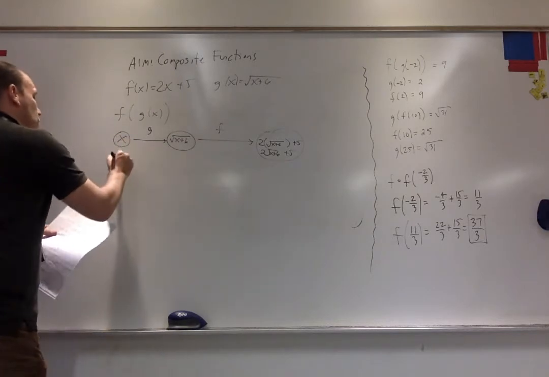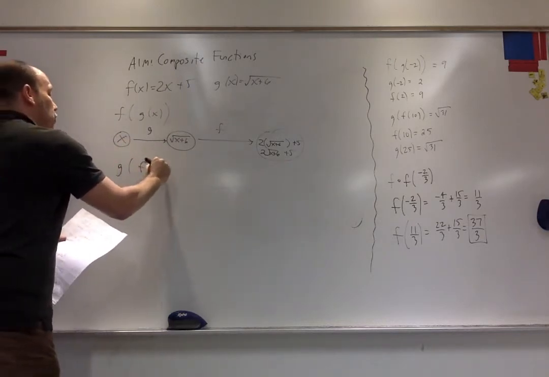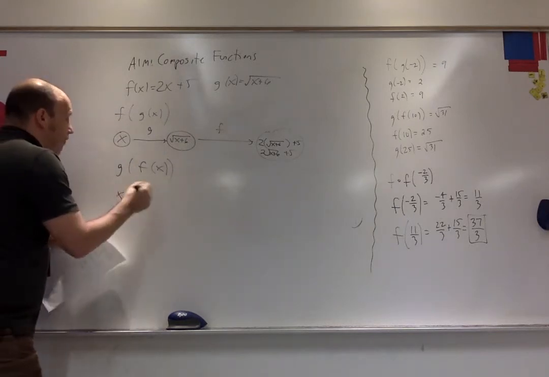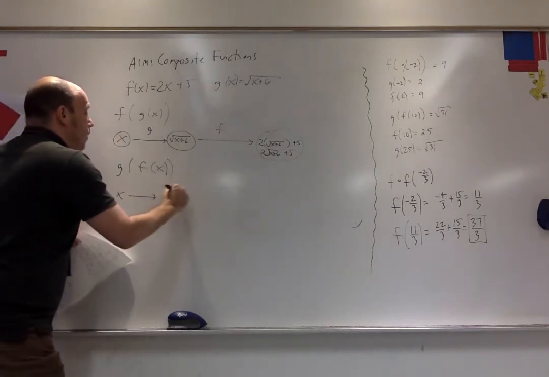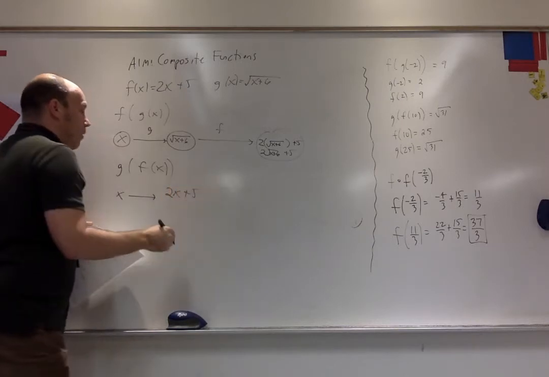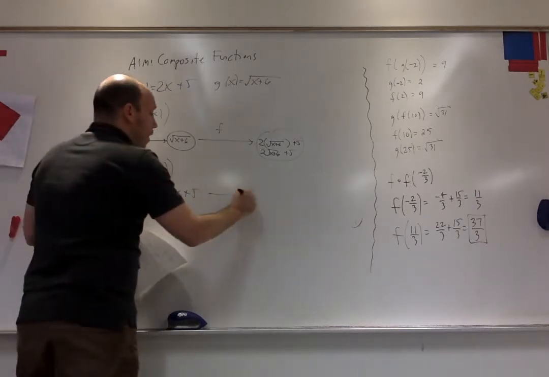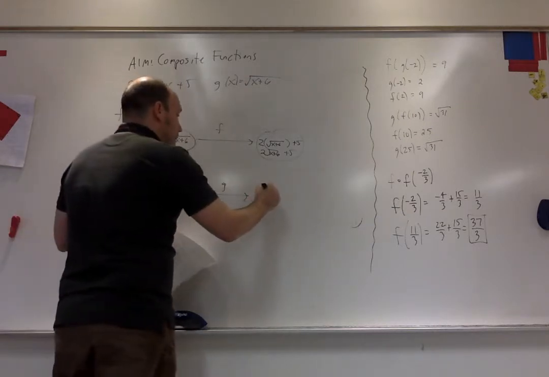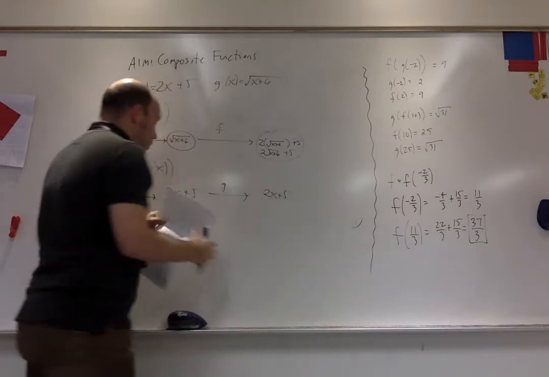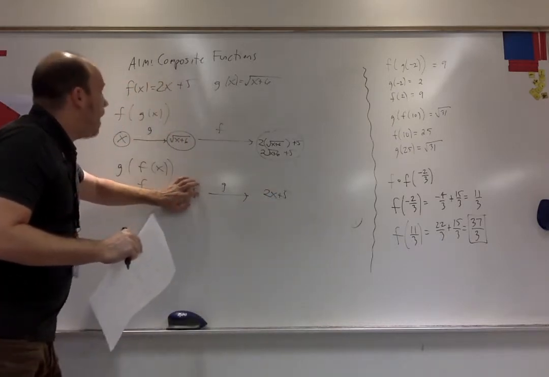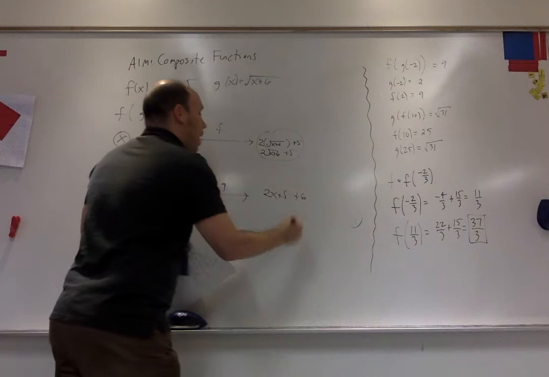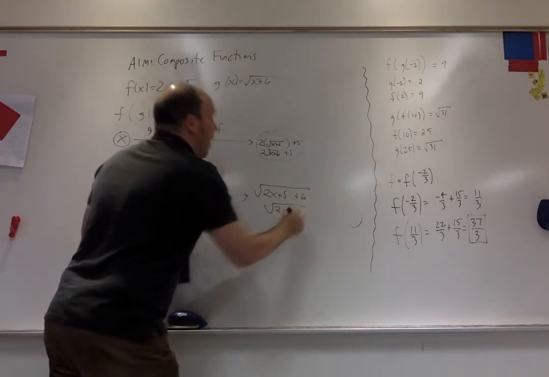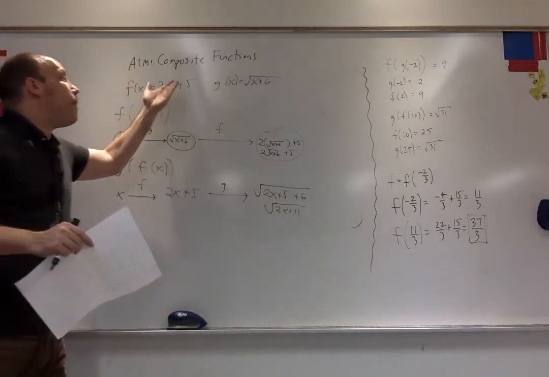What if I ask you to evaluate g of f of x? Well, you might say, okay, what's going on with the f function? It's taking x, doubling it, and adding 5. Well, what is the g function doing? The g function takes this thing, whatever's in here, adds 6, and then takes the square root. Final answer, 2x plus 11. So you've created this composite function.